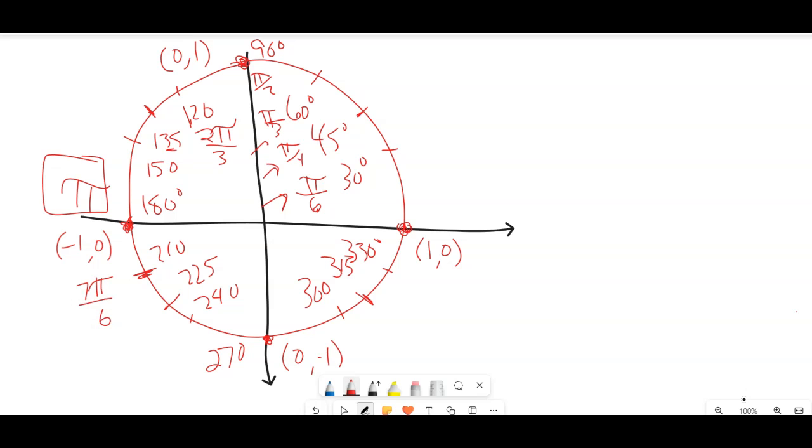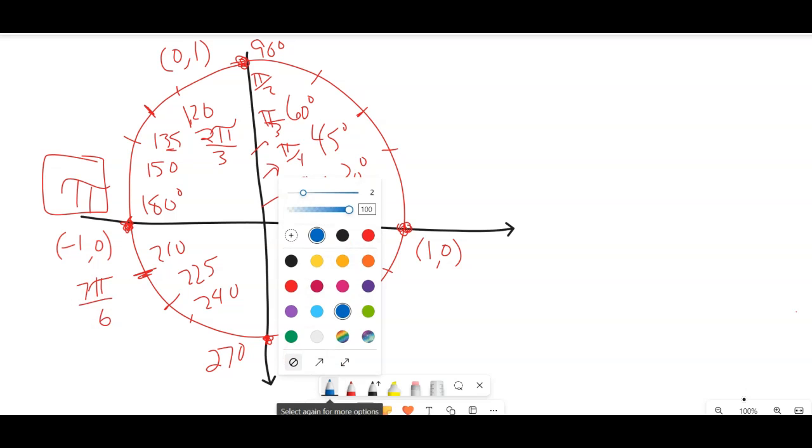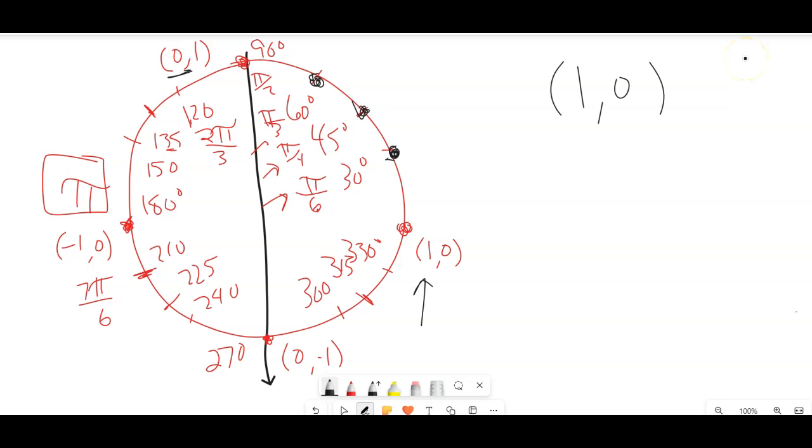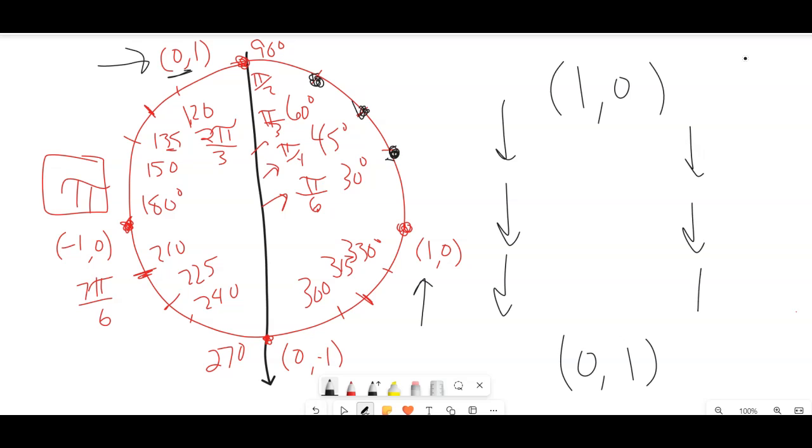So this 210 is 7 pi over 6 radians. Now, in addition to that, you have to know these points, the x and y coordinates. So here's how I remember those. I've got a 1 for x and a 0 for y. And then up here, I have a 0 for x and a 1 for y. So you can see my x's are getting smaller as I go down through here, and my y's are getting larger as I go down through here.